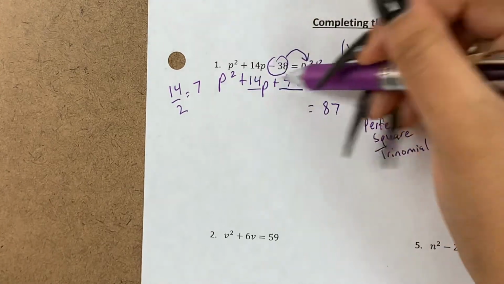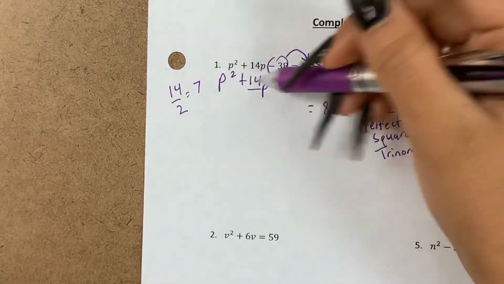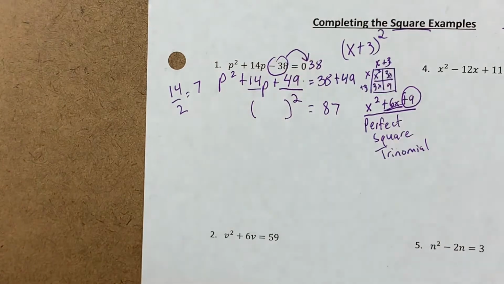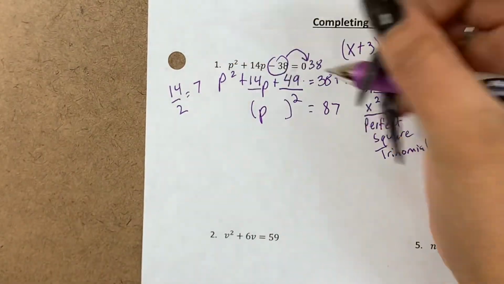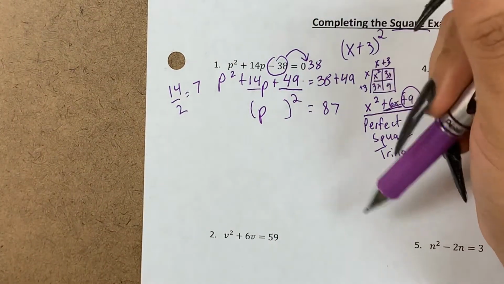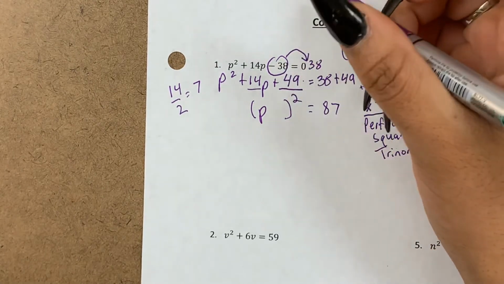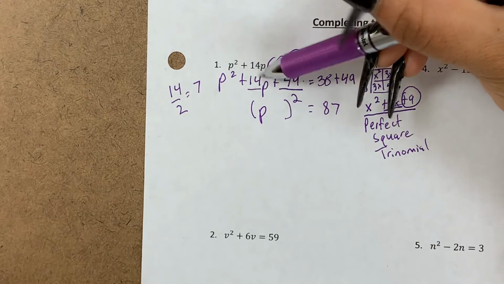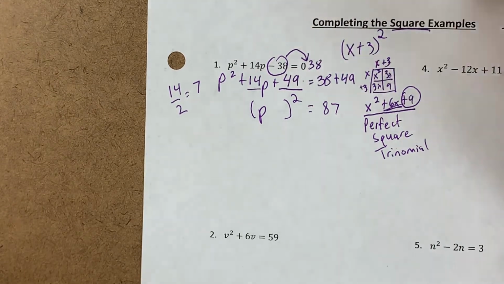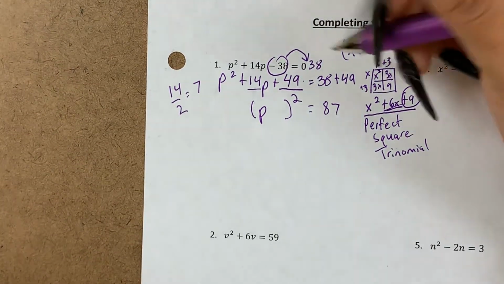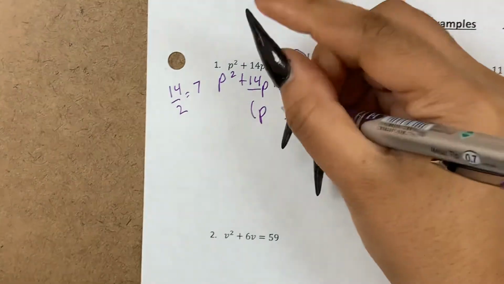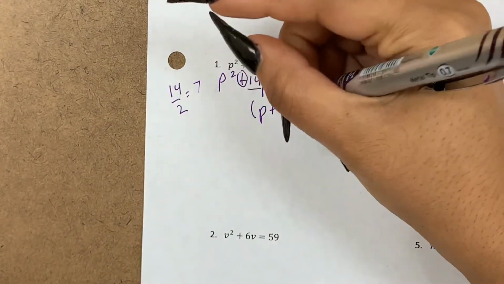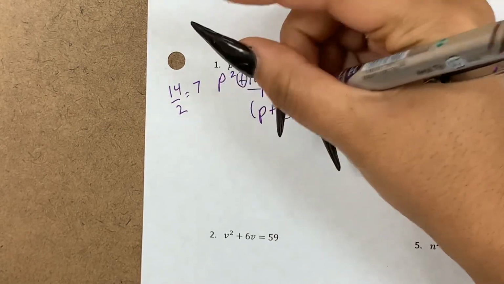So I'm going to convert this back into factored form. Okay, so what did I use to get 14 and 49? What's the perfect square for 49? I mean, what's the square root of 49? 7. And whatever sign goes here, it's going to be the same sign as here. So if it's a plus, I'll put a plus here.